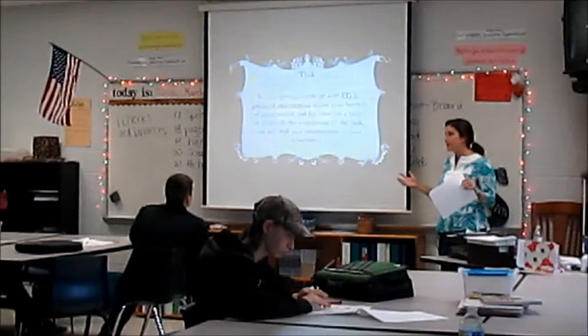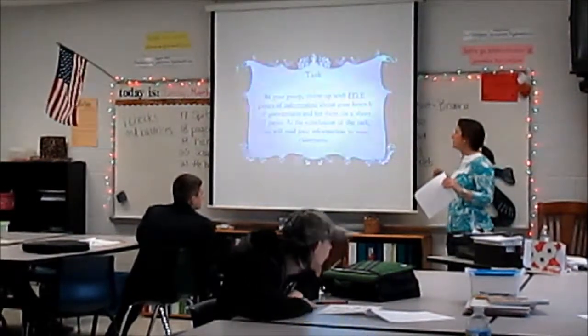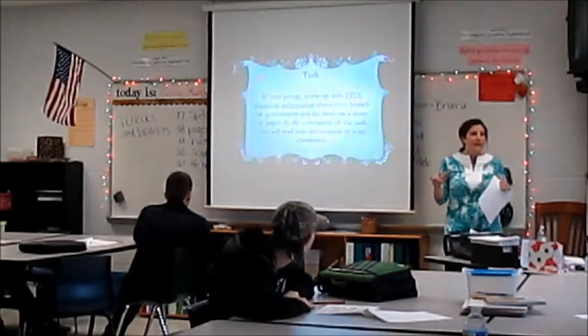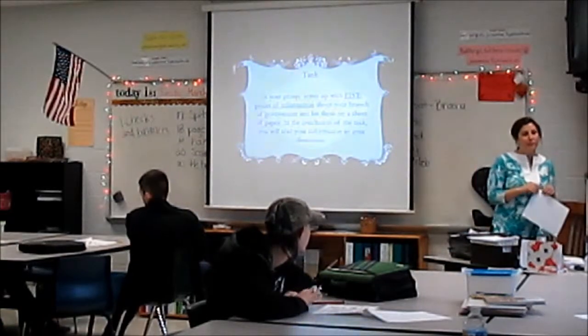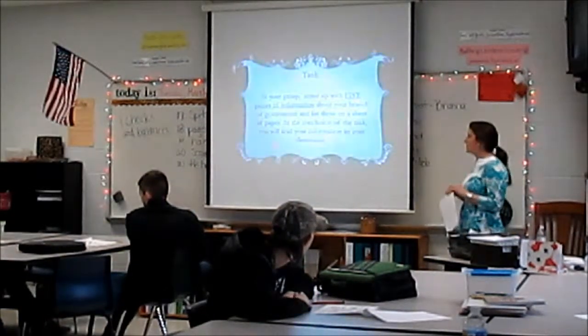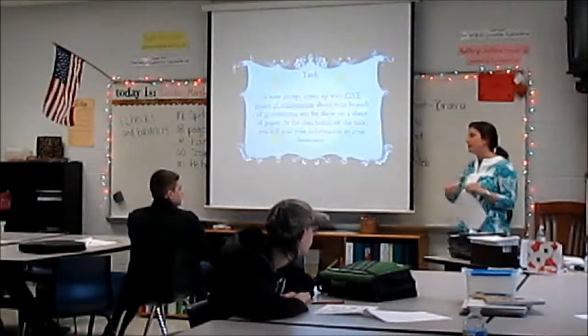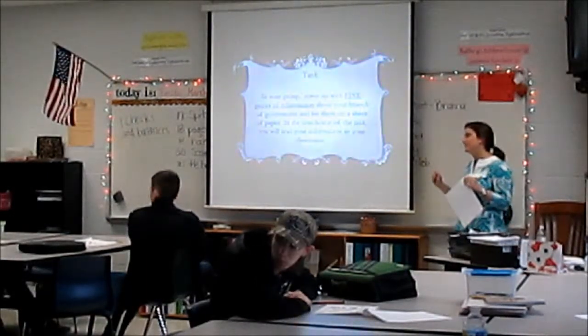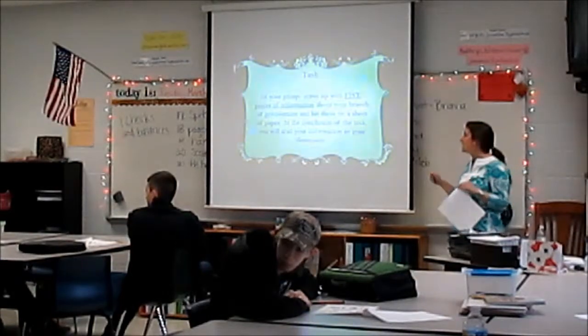Just gonna do two groups, and then I will share about the third. In your group, come up with 5 pieces of information about your branch of government and list them on a sheet of paper. I brought in the roll of paper so you can write big, so everyone can see.